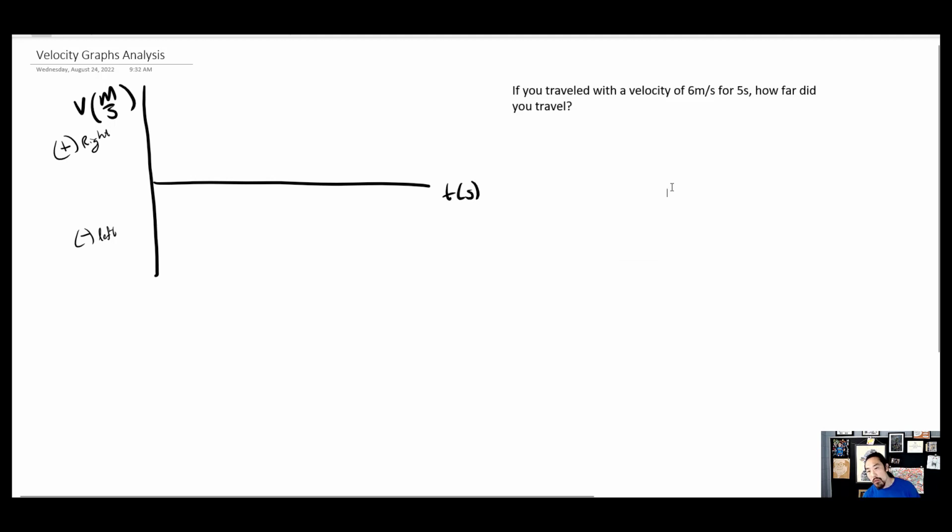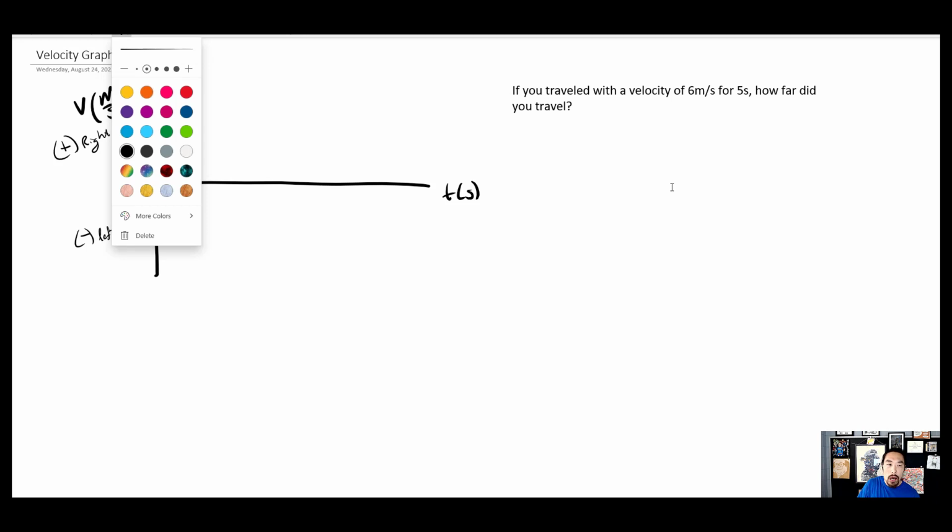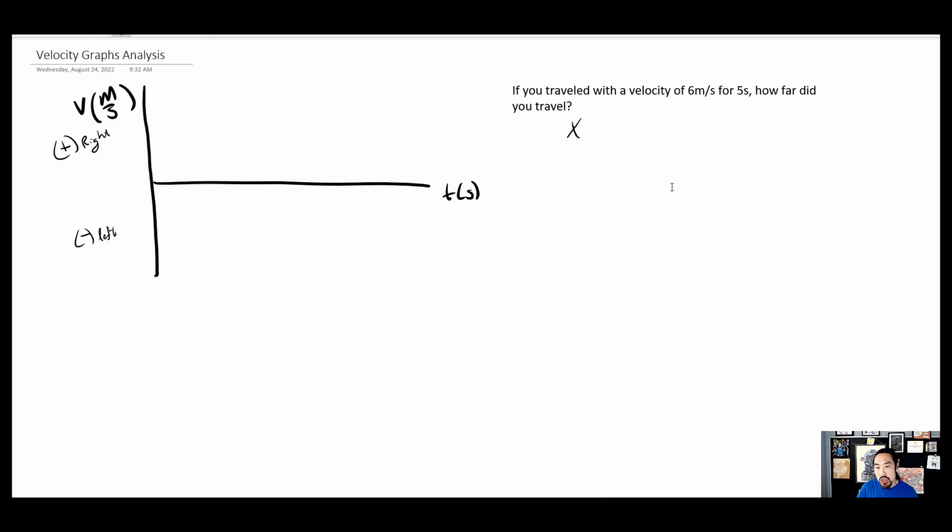If you traveled with a velocity of 6 meters per second for 5 seconds, how far did you travel? The first thing I want to do is show you the different ways that you can look at this problem based off of what we've done in class. One of the first things that we did in class is we collected data, so we can do a position time chart. Let's say we start at the origin.